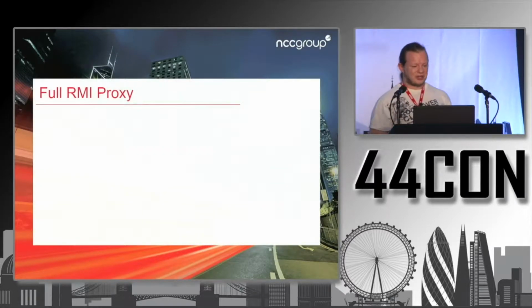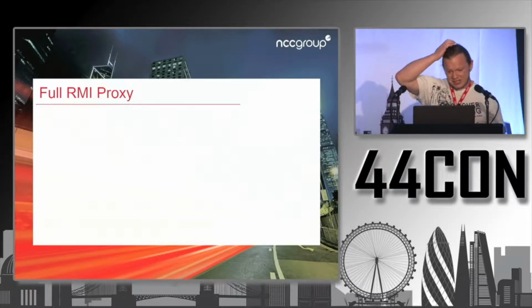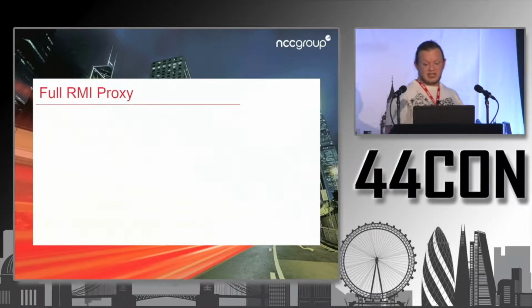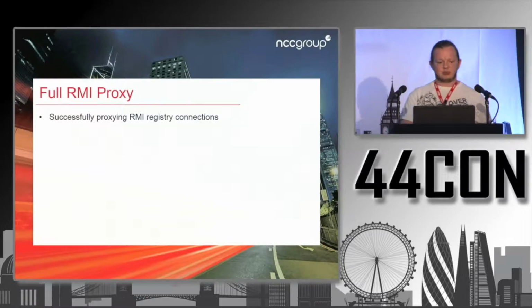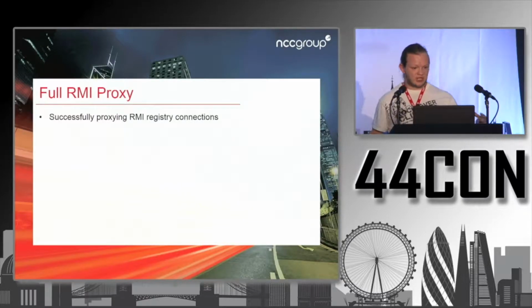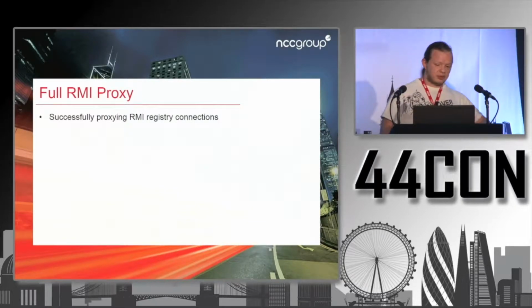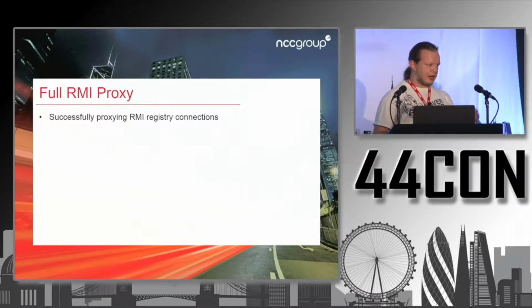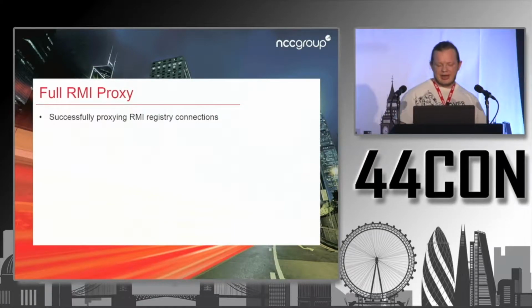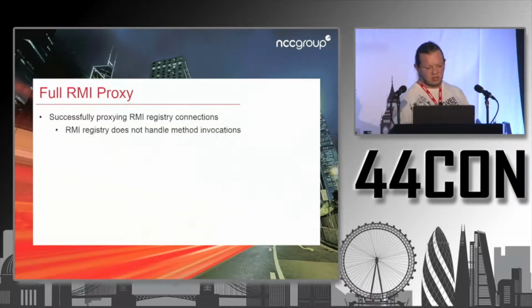So what was that code that I was testing? I wanted to create a full RMI proxy. With my previous work on BaRMIe, I was successfully proxying RMI Registry connections. So you first go off to that registry, you ask it for an object, the object comes back, and that object actually listens on a different address. The RMI registry doesn't handle the actual method invocations.